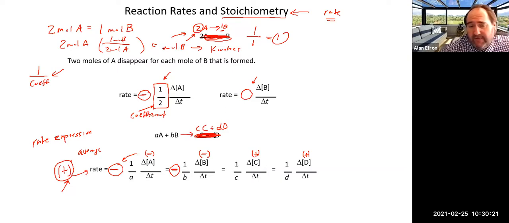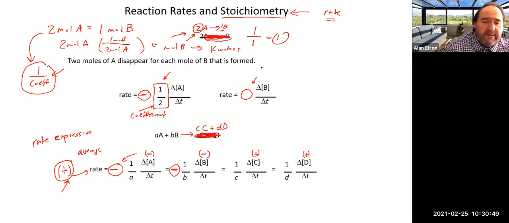But sometimes people get confused as to where to go at that point. By doing this 1 over the coefficient, it essentially incorporates both the stoichiometry part of the calculation with the kinetics part of the calculation together. And it hopefully will allow you to not forget to do the stoichiometry part of it. So that's why we see that 1 over the coefficient. It incorporates both of those parts together in that calculation.